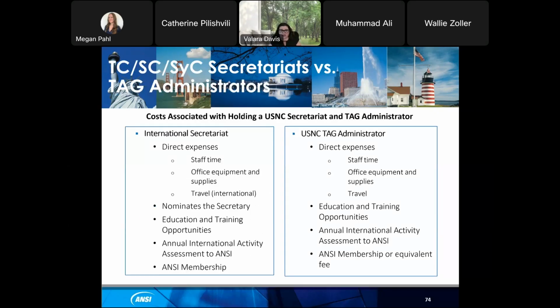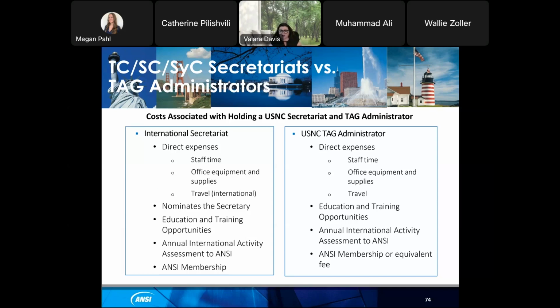I think there was a question in the chat earlier about who designates the secretariats or the TAG administrators. That is done through the USNC and is assigned as a TAG administrator. There are costs associated with that, whether we're, as the US, supporting an international secretariat or the organization that manages it. There are direct expenses involved in both of these roles, from staff time, equipment, and travel. For the International Secretariat, there's international travel.